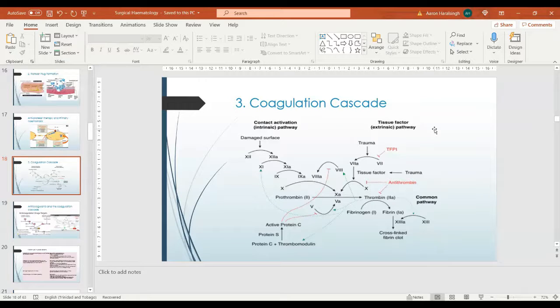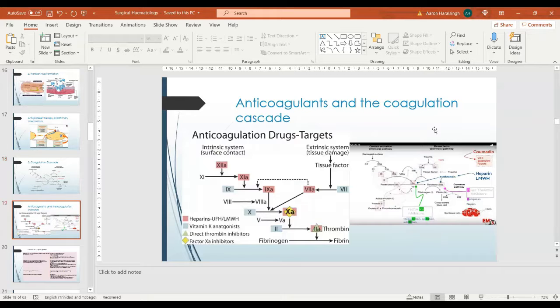Now, some of the medications that are used which work in the coagulation cascade include things like warfarin, rivaroxaban, and heparin. So warfarin is a vitamin K antagonist.